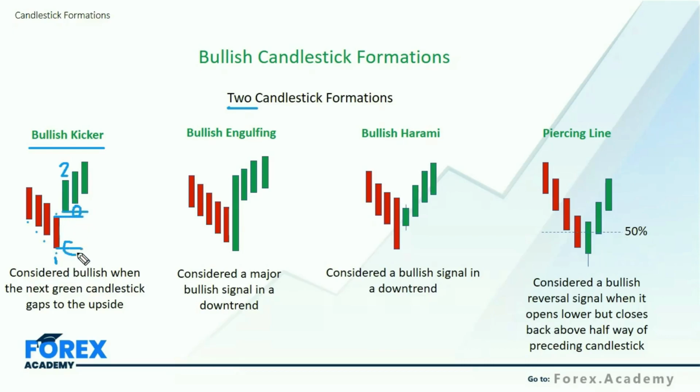However, the close price is quite significantly lower than that particular level. So we see the close of this candlestick, we see the open, but we also, most importantly, see the open of the new candlestick. And in a situation like this, it's regarded as being very, very bullish indeed. So it's considered bullish when the next green candlestick gaps to the upside.